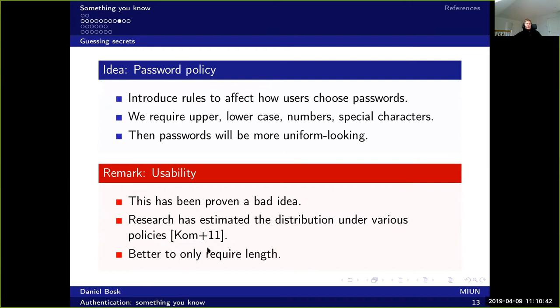So there is a paper that researches this and shows that they estimated the distribution, so the entropy of the password, the set of passwords chosen by users under various policies, and they concluded that it's better to only have a required minimum length, and that gave much better passwords, actually.